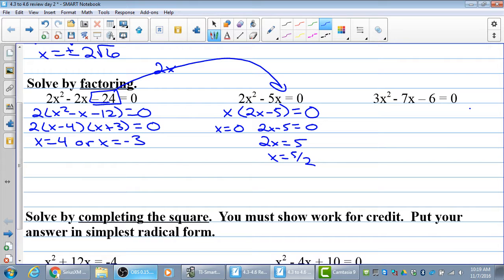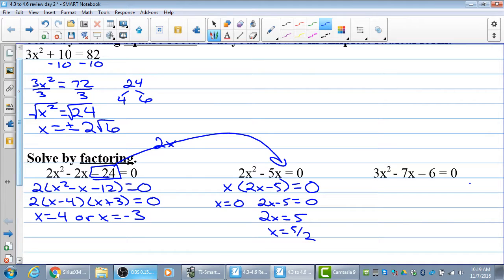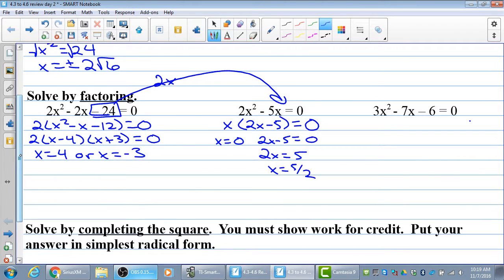If you don't have the c, you factor out. If you don't have the b, you use square roots. Don't have the b, square roots. Don't have the c, factor out what you can. Now this is the one that gives us probably the most problems. It even challenges me a little bit. I have to think about this one. I have to think about one of the combinations of factors of 6 and factors of 3 that combine to negative 7.